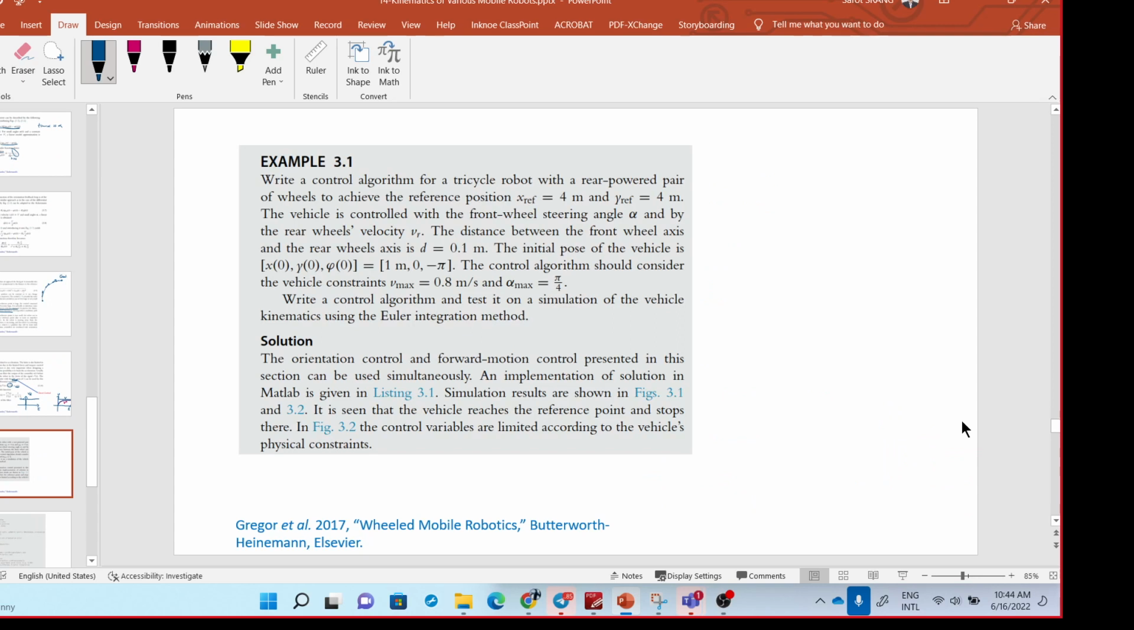Okay, let's see one example. Write a control algorithm for a tricycle robot with a rear power pair of wheels to achieve the reference position x ref, y ref. So it's the goal: 4 meter, 4 meter. The vehicle is controlled with the front wheel steering. So we use the kinematic equation of front wheel steering, angle alpha.